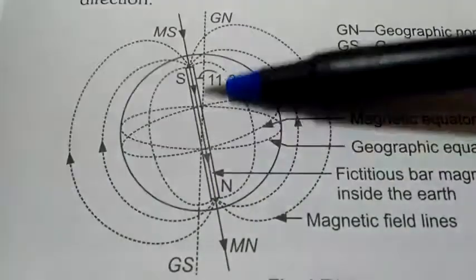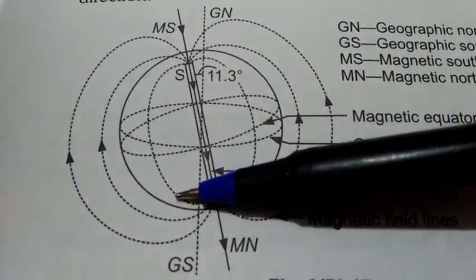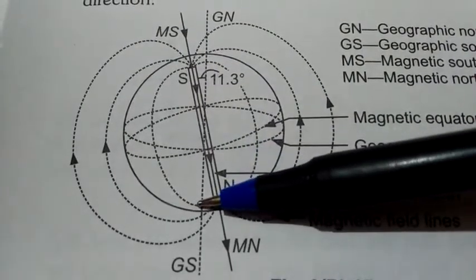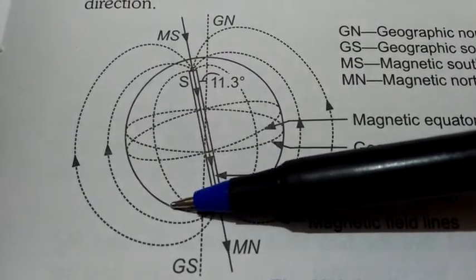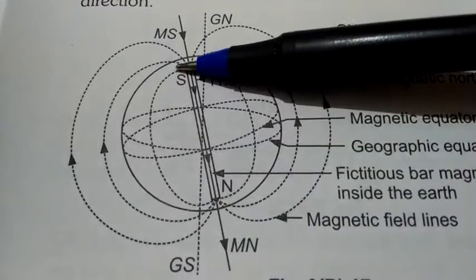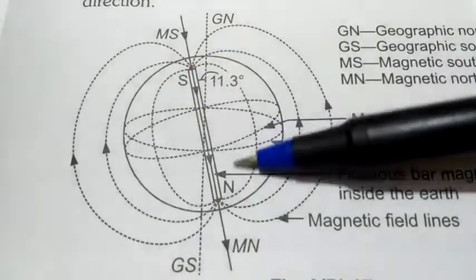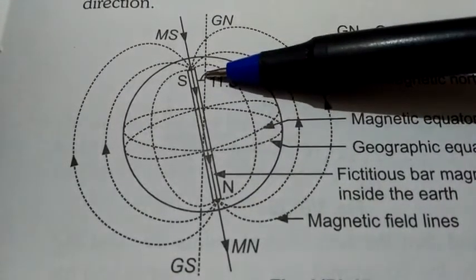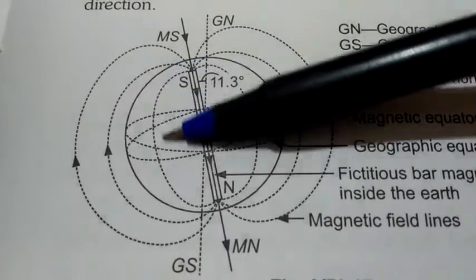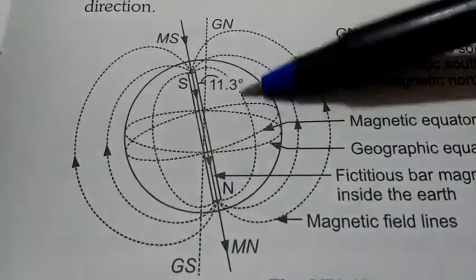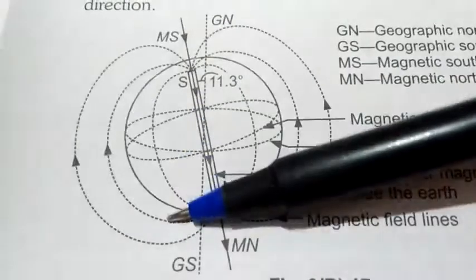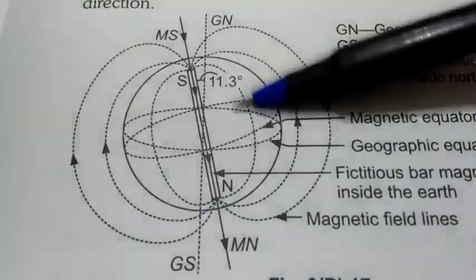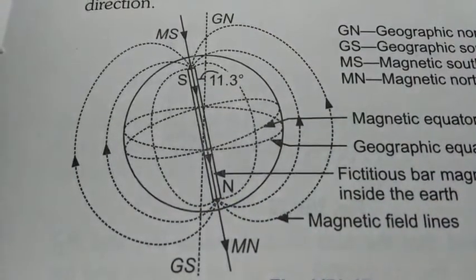So this is our geographic axis. If you imagine one vertical plane here like this, you can see the direction of rotation of the tip of my pen. If you imagine one vertical plane around the geographical axis, that will be the geographical meridian. And if you imagine one vertical plane passing through the magnetic axis, that plane will be the magnetic meridian.